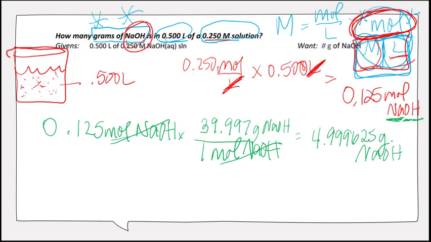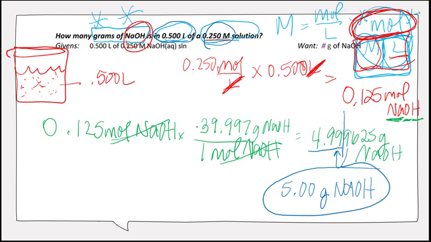Next thing I need to do is look at significant figures. I started with 3 significant figures with my volume and 3 significant figures for the concentration. So I want to end with 3 significant figures. 1, 2, 3. Cut it off right there. And that 9 is going to round that up. So I'm going to have 5.00. That would be my 3 significant figures. Grams of NaOH.